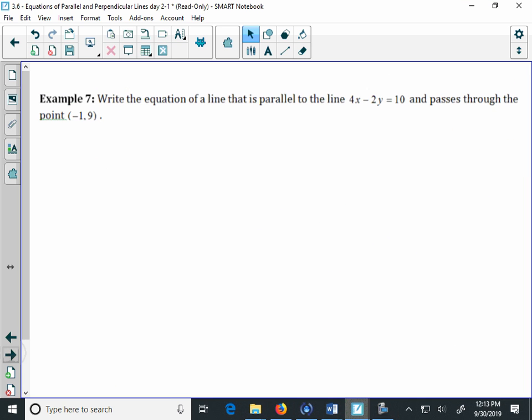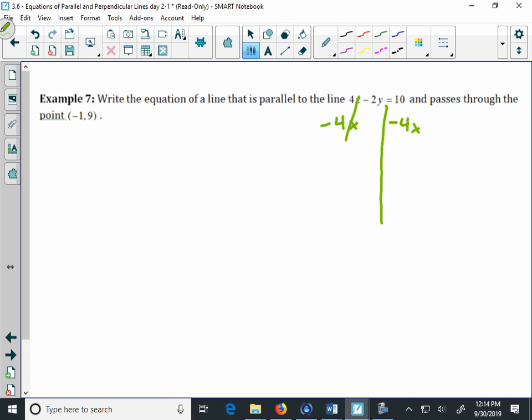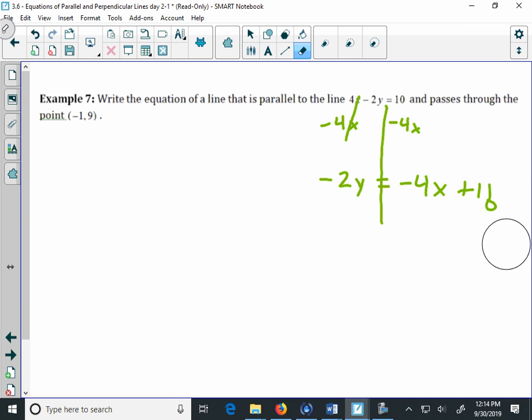If we take a look at this one, write the equation of a line that's parallel to 4x minus 2y equals 10 and passes through the point negative 1, 9. What's the problem here? Yeah, good. It's not slope-intercept form. How can we get it in slope-intercept form? Minus 4x. Yeah, if it helps, draw your line. Move that 4x over to the other side. So we get negative 2y equals, stick the 4 out in front, 4x, add the 10. Ooh, that was weird. What do we still have left to do?